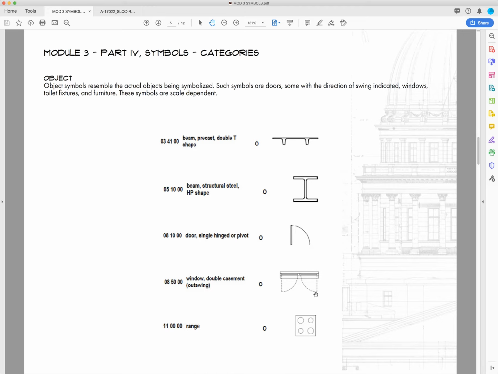And a lot of these details really come down to the program that you're using. CAD symbols tend to be a little bit more simple, where Revit will get into more detail. And as we study sets from different firms, different architects, we can start to take a guess as to what program they might be using.